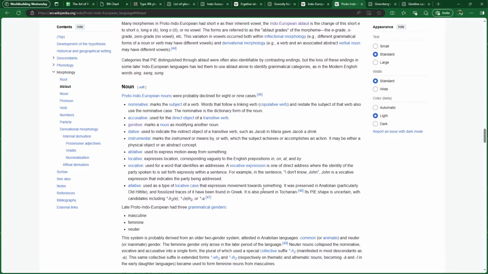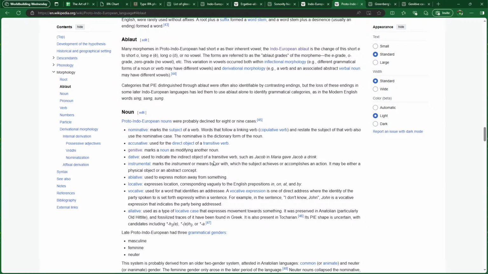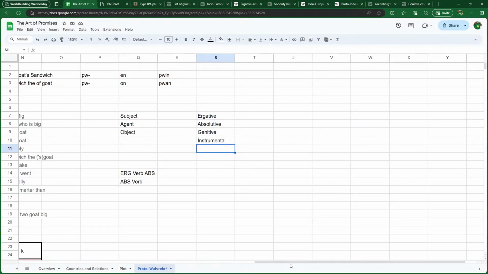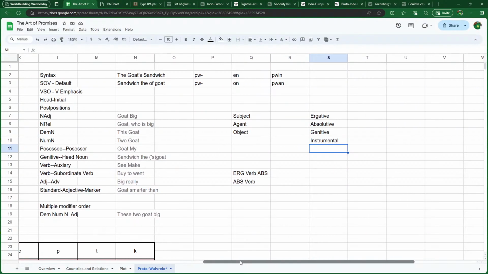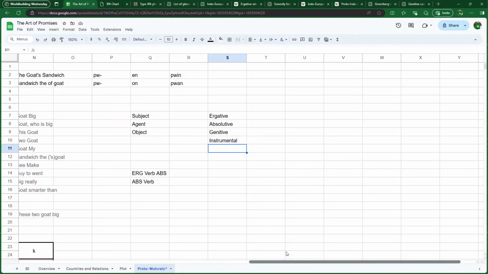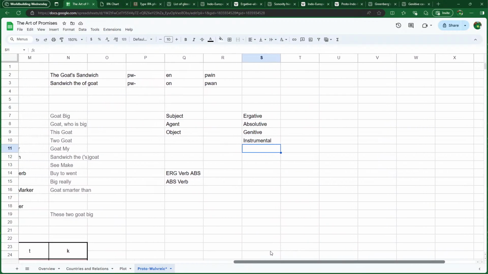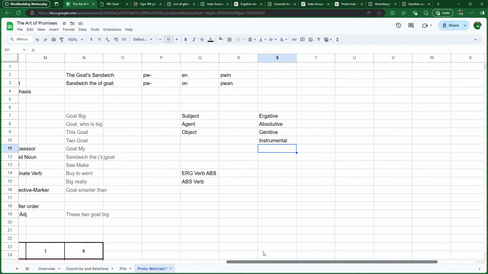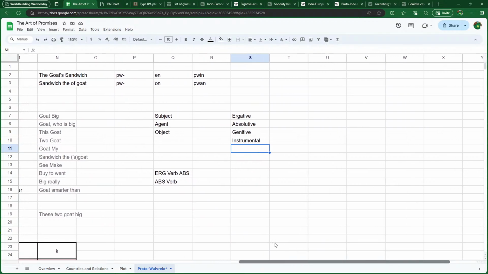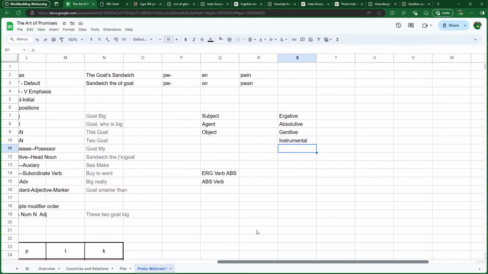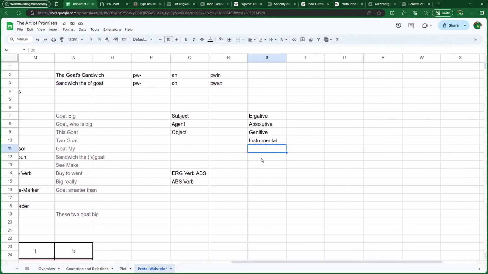Allative is a type of locative case that expresses movement toward something. So it's the opposite of ablative. The indirect object of a transitive verb, the dative. Should we have a dative? I don't think we will have a dative. I think we will let that sort of evolve as an aspect, sort of as a branch off of the genitive.